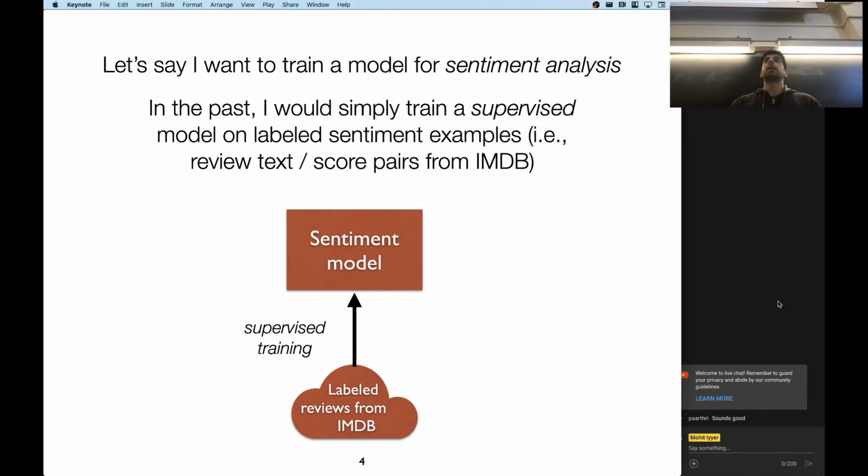In the past, how I would solve this problem of sentiment analysis is collect a large data set of reviews paired with the scores that the authors of the reviews assign them. And then I would train a model using supervised learning to, given the text of the review, predict the score. So the model only got access to sentiment data. It never had access to any other sort of data. The model that you end up with at the end of this process can only do sentiment analysis. It can't do anything else. So it's quite limited, but this was what people were doing until just a few years ago.